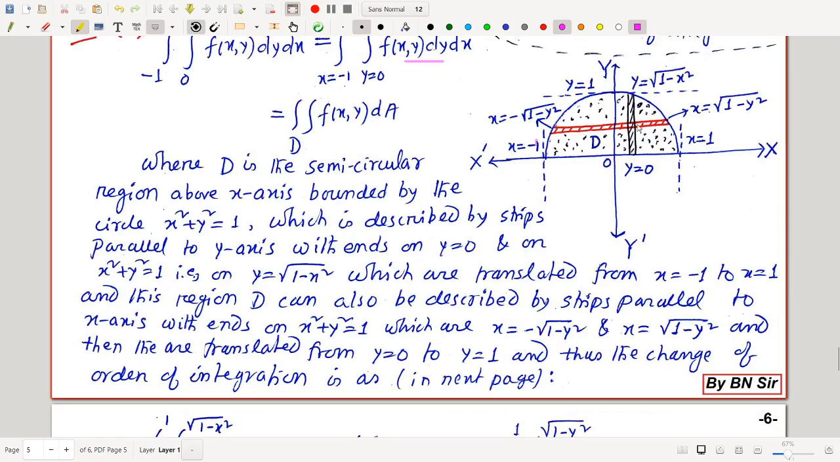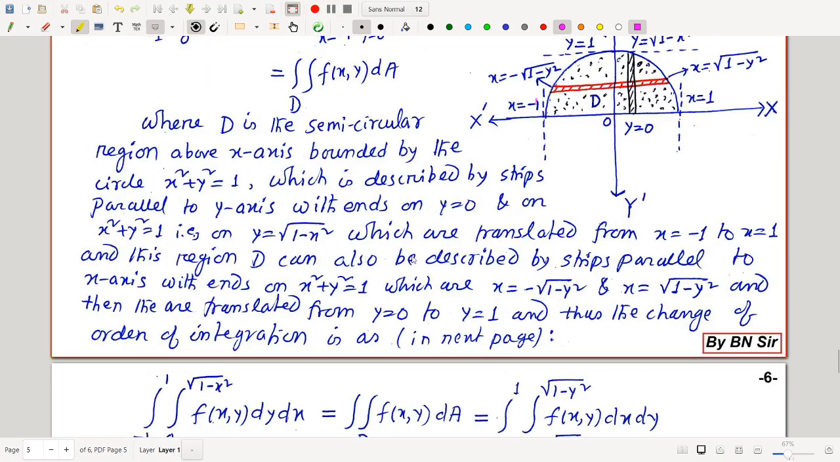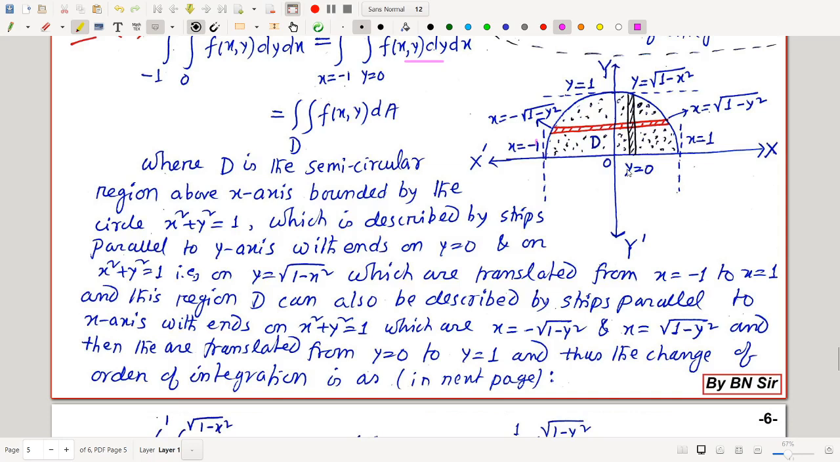Integrated with respect to y first. Now this region D can also be described by strips parallel to the x-axis, because we want to change the order of integration. So take a red strip parallel to the x-axis with ends on what? See in the figure, with the end on the circle, here also on the circle. So on the left side x will be minus root over 1 minus y square, and on the right side x will be root over 1 minus y square, because x square plus y square equal to 1.